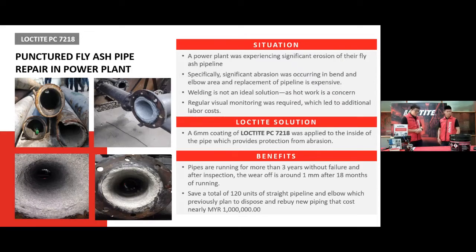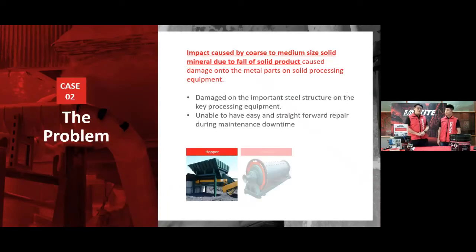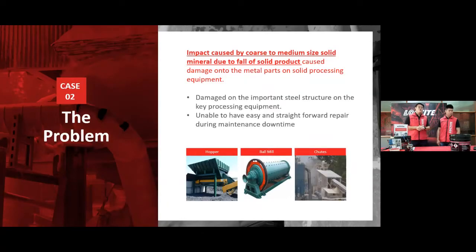All right, so next we move on to our next problem. Just now we talked about abrasion wear. Now, on this slide, we talk about impact. Impact damage is actually caused by medium and coarse minerals due to the falling of the products. This will happen often in equipment such as hoppers and chutes. Am I right? Yeah.